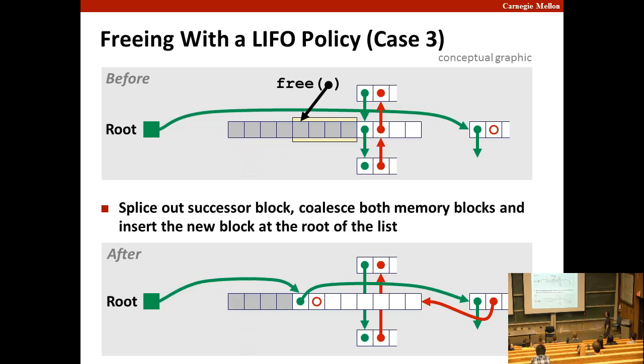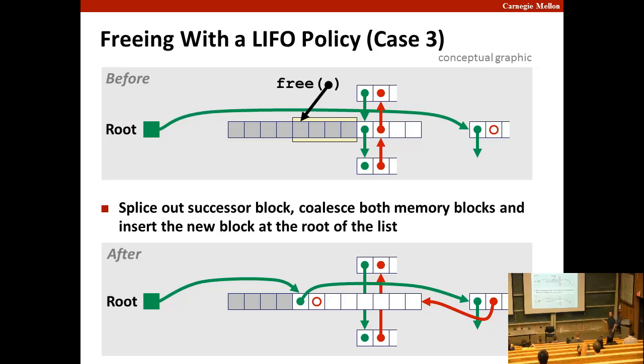Okay. Another case we have. Here we see the block, here we see a piece of it. Here we see the free block. There's a free block to its right, there's not a free block to its left. So we're doing a right coalesce. Split out the successor block, coalesce both of these, and insert the new block at the root.